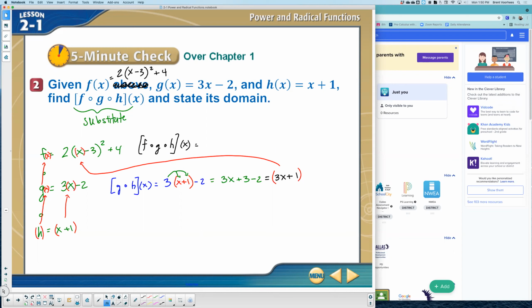will equal 2 times, we have a parentheses, part of the normal problem, and then the substitution here. So I'll do 3x plus 1. That's the substitution. Minus 3. Close your parentheses, square it, plus 4.